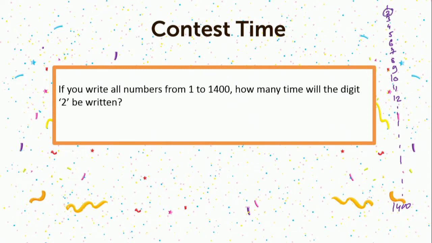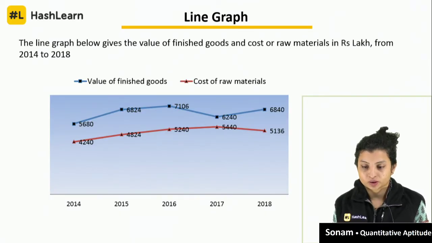So here it is 1 time. Then in 12 you will get 1, then 20 you will get 1, 21 you will get 1, in 22 you will get 2, then 23 only 1, 24 there's only 1, 25 and so on. So you have to count total how many 2s are there. Okay. So that was your today's contest question. I hope you got the answer. Let's move to the next question.